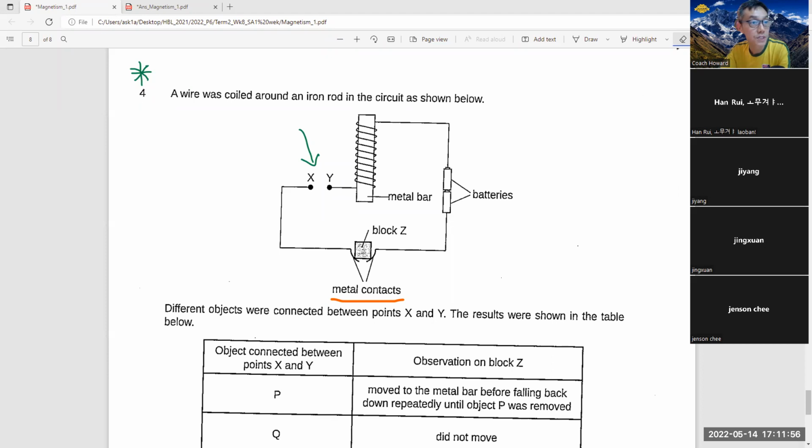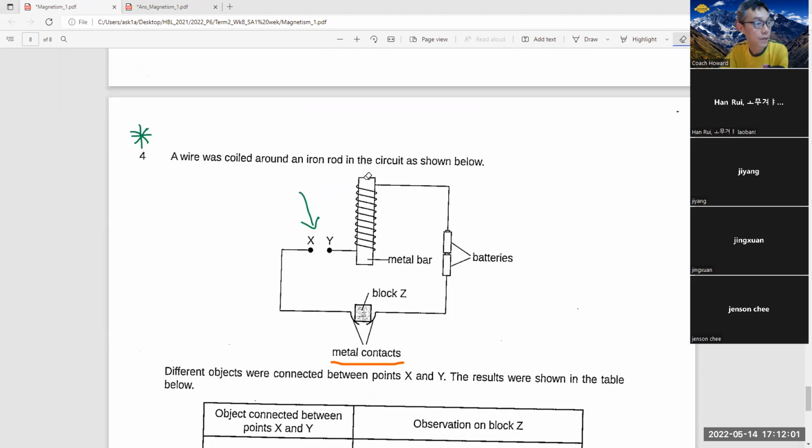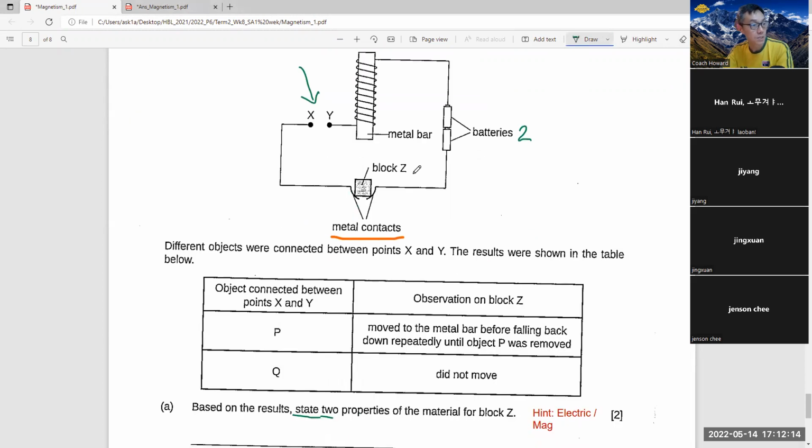Okay, let's look at this question, which says that the wire was coiled around an iron rod in a circuit as shown below. So you can see it's being coiled here. This is a metal bar, and there are 2 batteries in series. There's a block Z here, and they put metal contacts here, these 2 parts. Different objects were connected between points X and Y, so you take note of this part, X and Y, and this is the result.